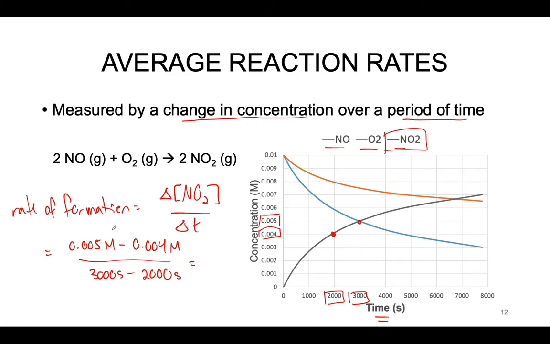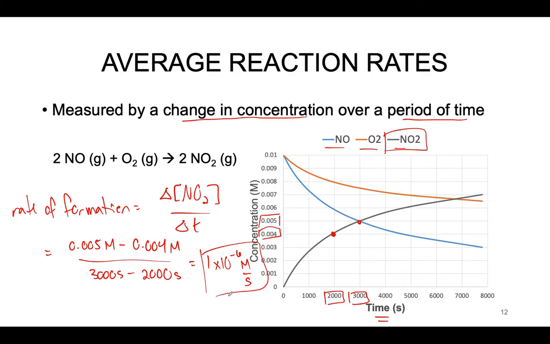All right, so if we take the change in our Y divided by the change in our X, in other words, the change in our concentration of NO2 divided by change in T, we find a rate of our reaction equal to approximately 1 times 10 to the negative 6 molar per second. So this is the rate at which the reaction is progressing forward from the perspective of our product.